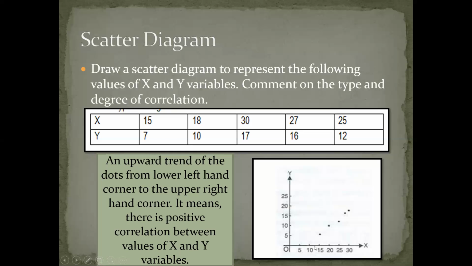You can see that there is an upward trend of the dots from lower left hand corner to upper right hand corner. It means there is a positive correlation between values of x and y, but since these dots are not in a straight line, that means the correlation is existing but not a perfect positive correlation. It's just a positive correlation between the values of x and y.